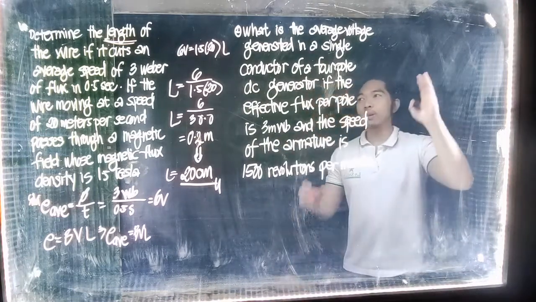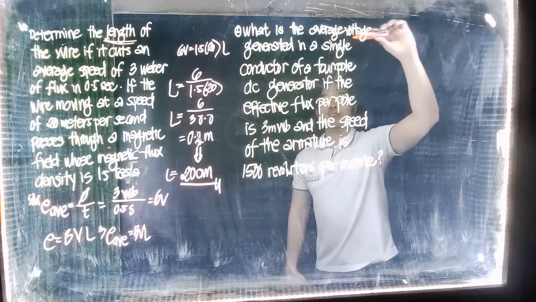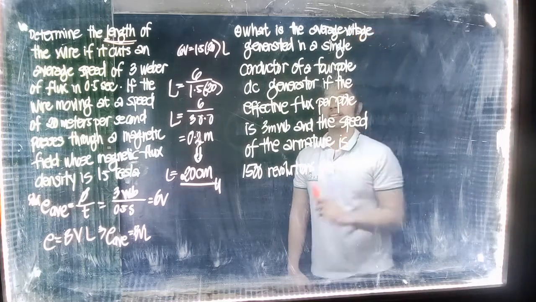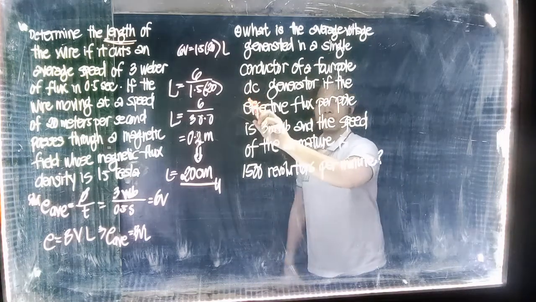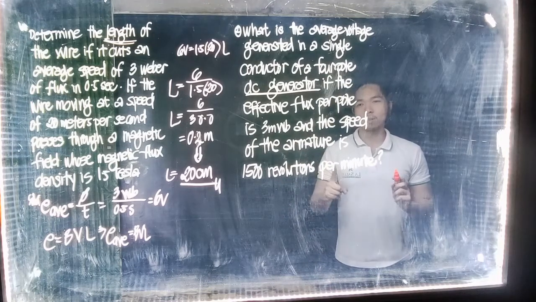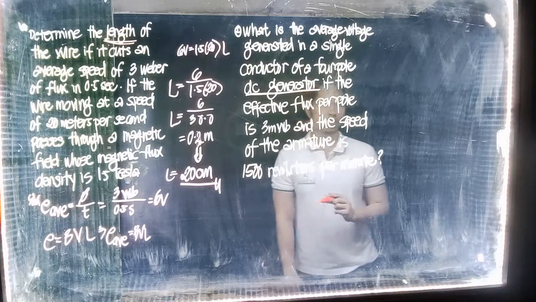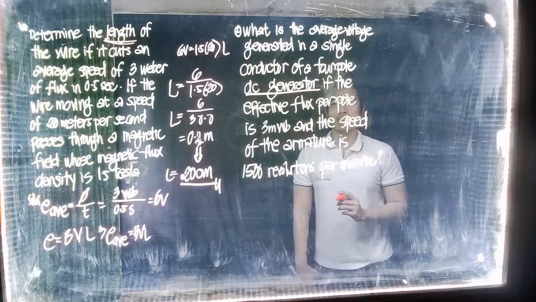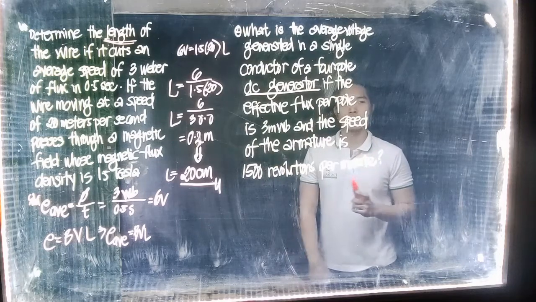For this sample problem, again involving generators and motors, we're asked: what is the average voltage generated in a single conductor of a 4-pole DC generator if the effective flux per pole is 3 microweber and the speed of the armature is 1,500 revolutions per minute? Let's first identify the equation that we're going to use.